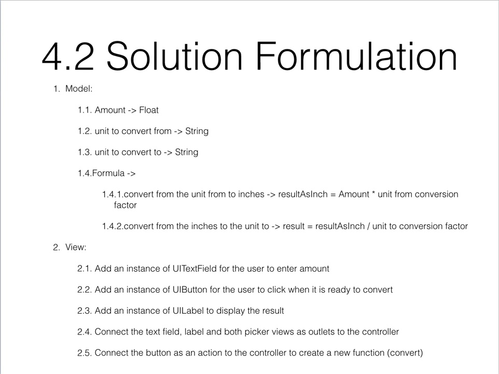For the formula, we're going to use the two-step conversion. Convert from the unit from to the inch, then take it back from the inch to the unit the user wants to convert to. So first, we're going to figure out what the user selected to convert from, multiply that by the conversion factor to an inch. Then we're going to take the result and divide it by the conversion factor to the unit to. And that will give us the final conversion.